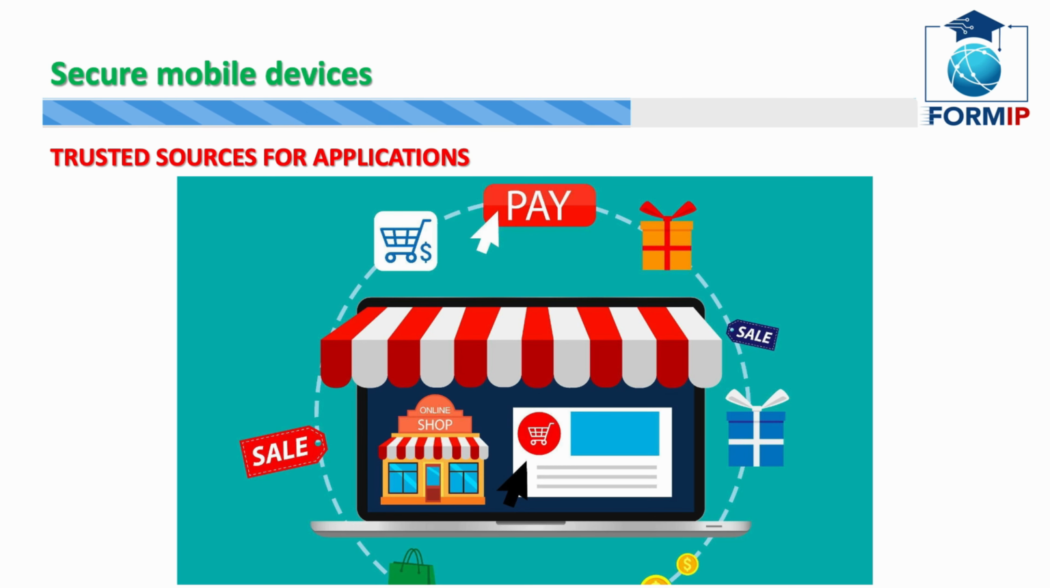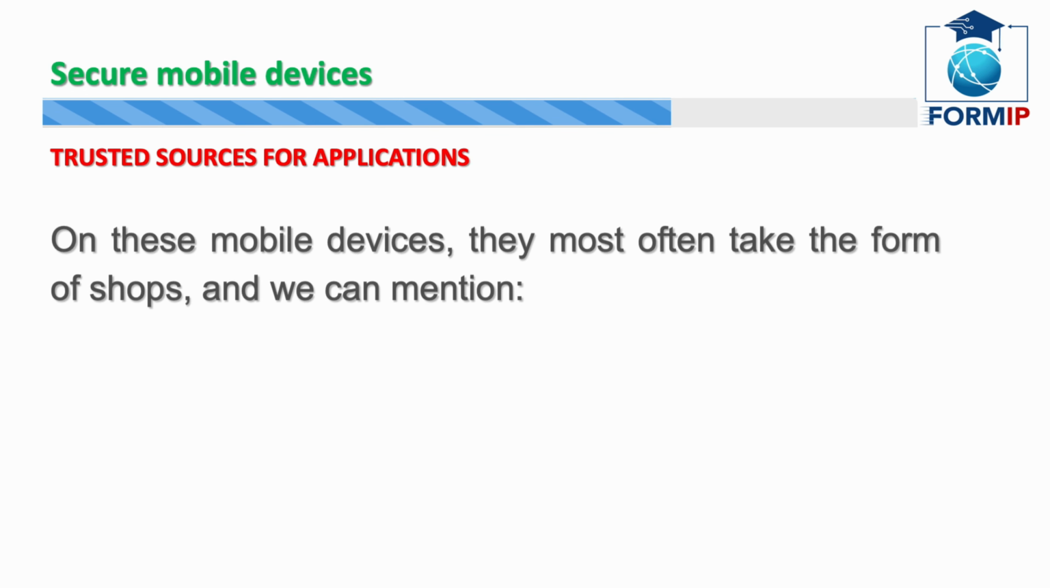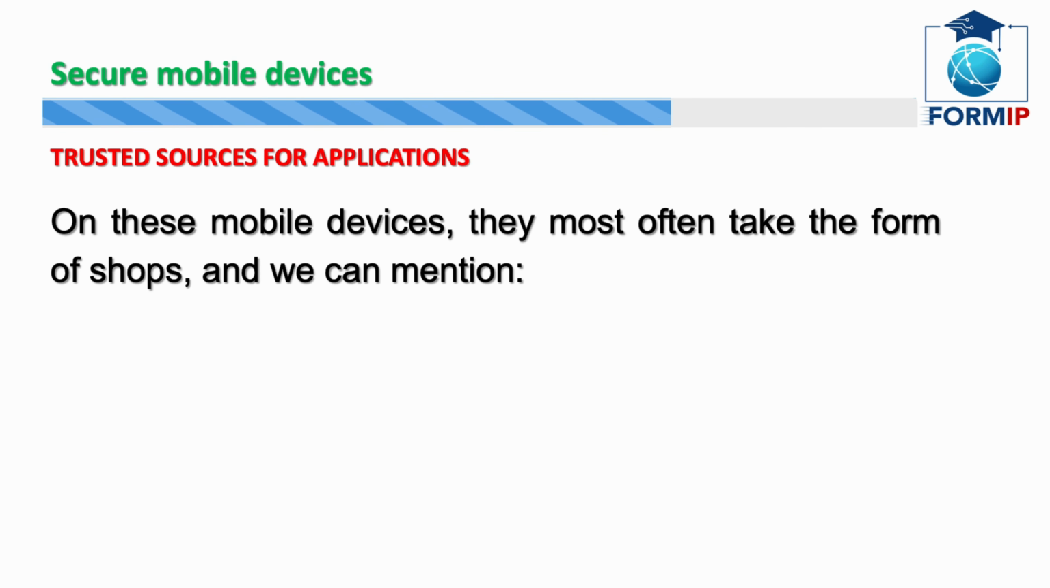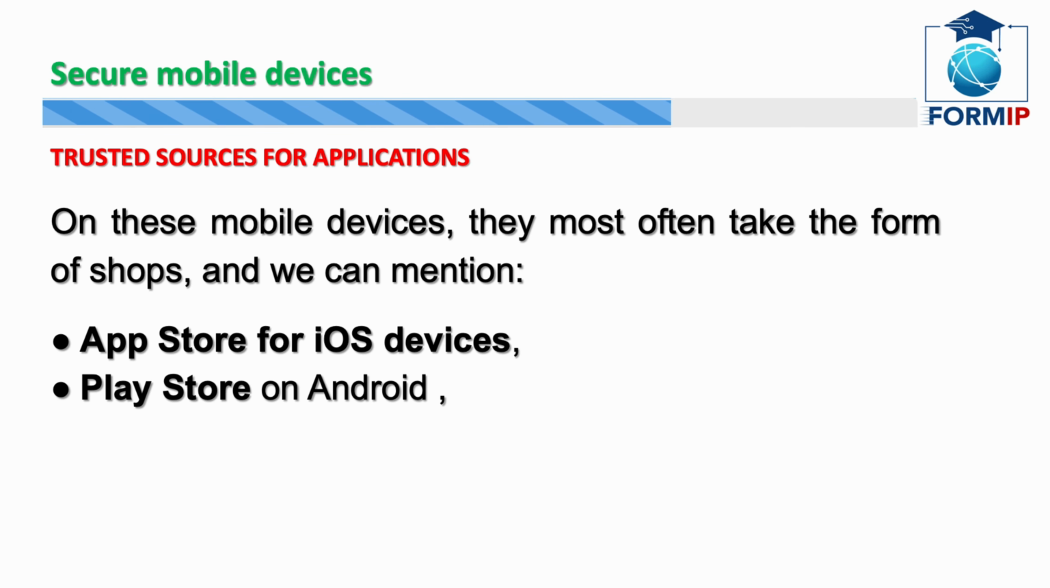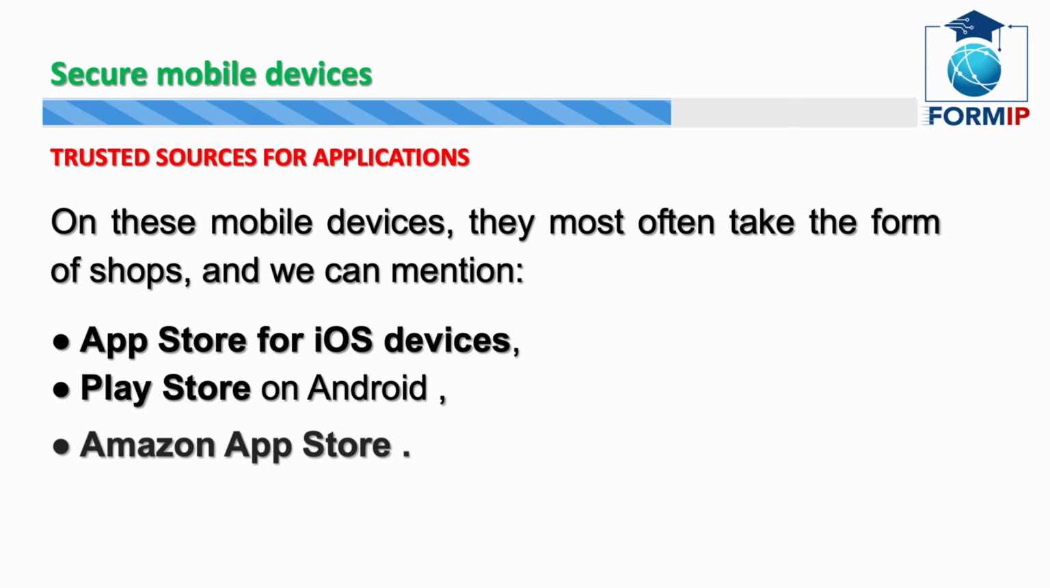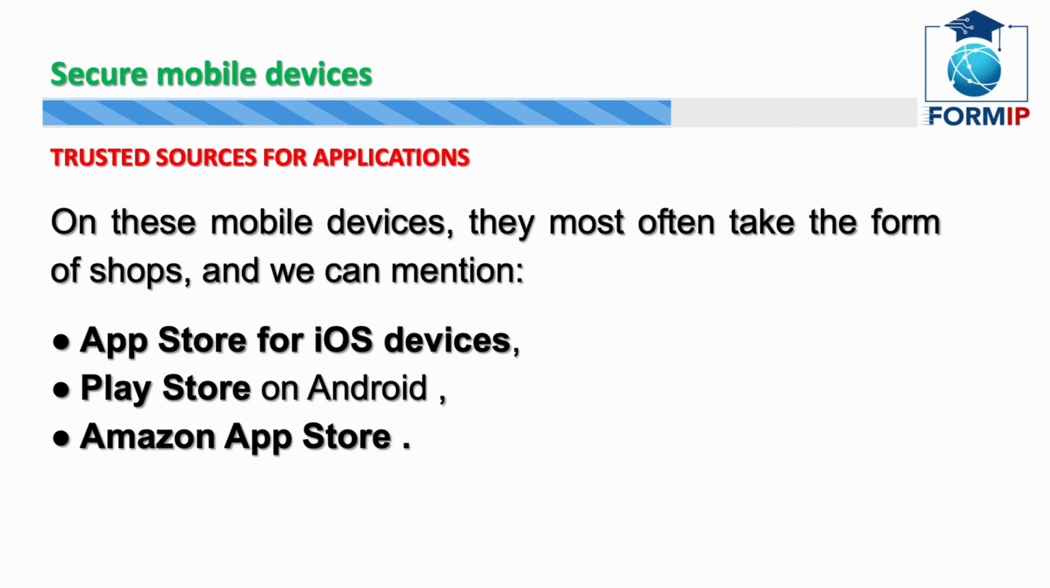Trusted sources for applications. As with software on our computers, we must be careful to use sources that you trust to install applications on mobile. On these mobile devices, they most often take the form of shops, and we can mention the App Store for iOS devices, the Play Store on Android, or yet the Amazon App Store.